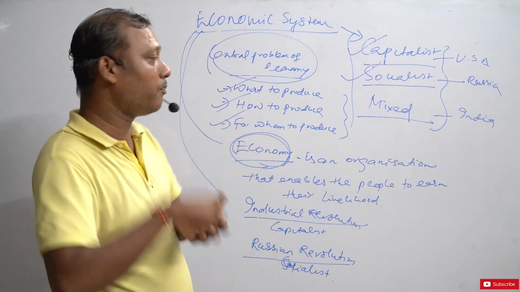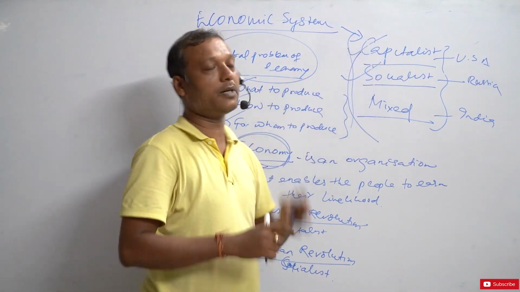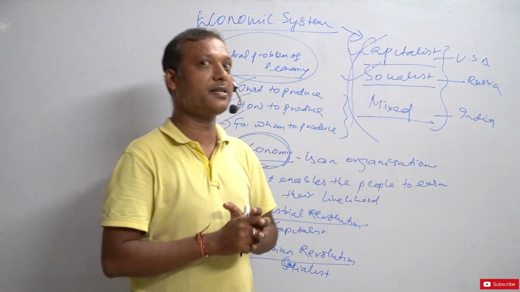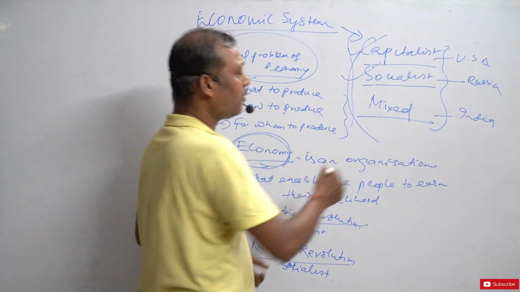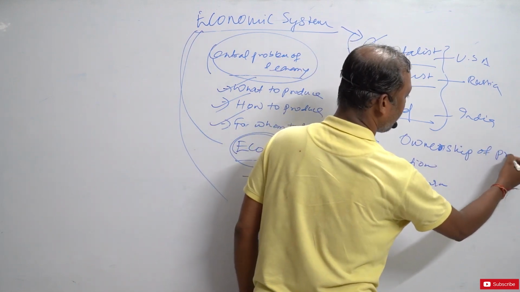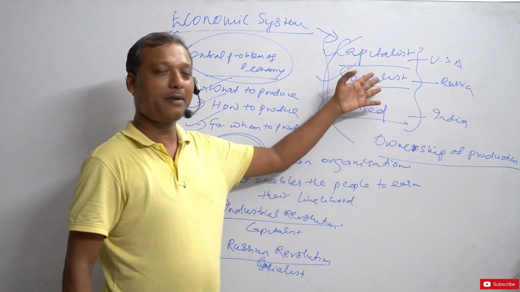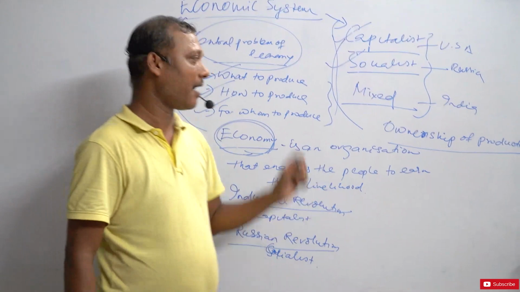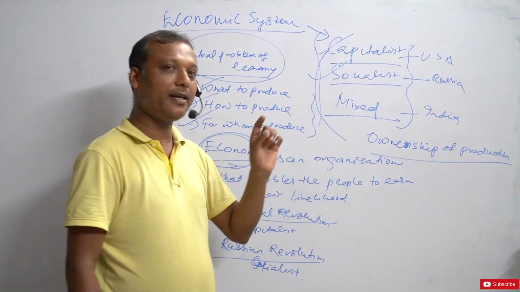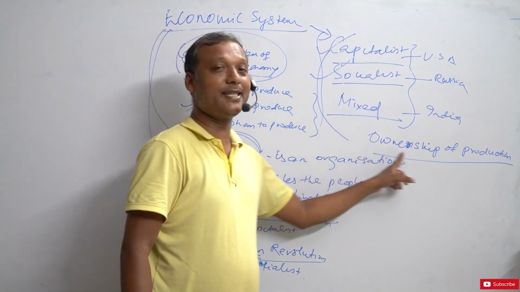Now, let us go to our central question, your capitalist economy. Because the topic starts with capitalist economy, we will talk about it. First of all, you should understand that different economic systems are classified on the basis of ownership of production. Remember, I have given examples of different economic systems: capitalist, socialist, and mixed. One thing is common, that all the economic systems are classified primarily on the basis of ownership of production.